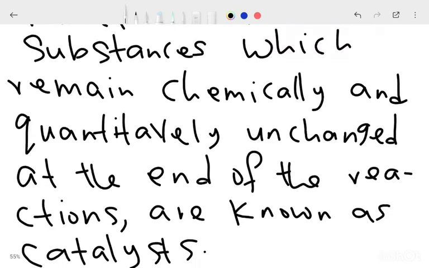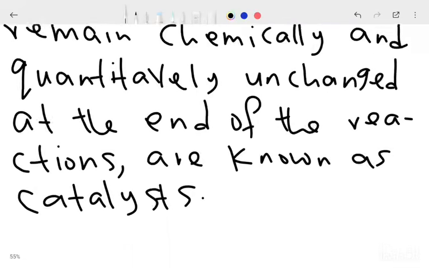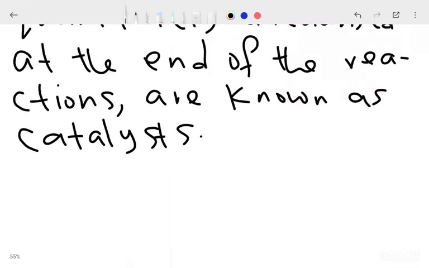The quantity you add, quantitatively, means from the word quantity. And what is quantity? The amount. So after the reaction, if you add something, it's supposed to melt, I get it. But these catalysts, after increasing that chemical reaction, still remain chemically unchanged. Also, the amount you added is still the same. They remain unchanged at the end of the reaction. So those substances are known as what? Catalysts. So this is the meaning of catalyst.